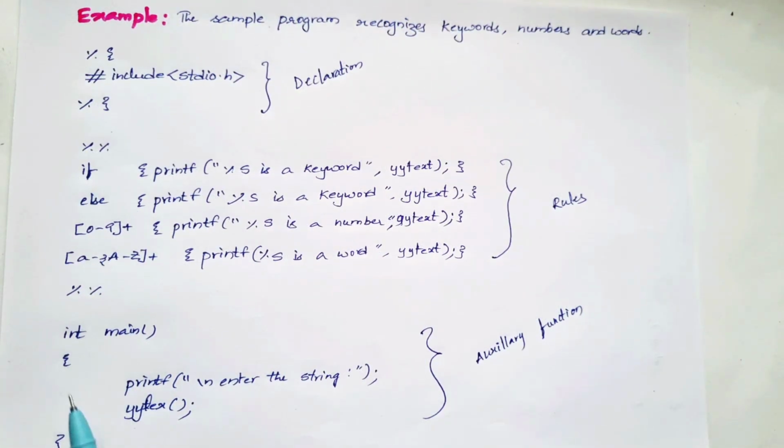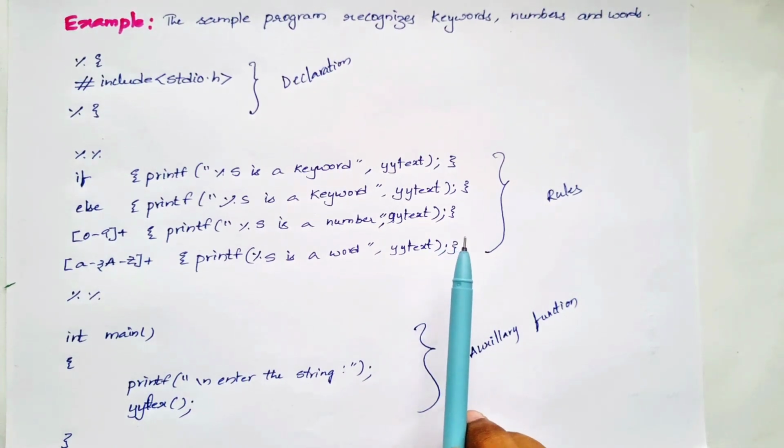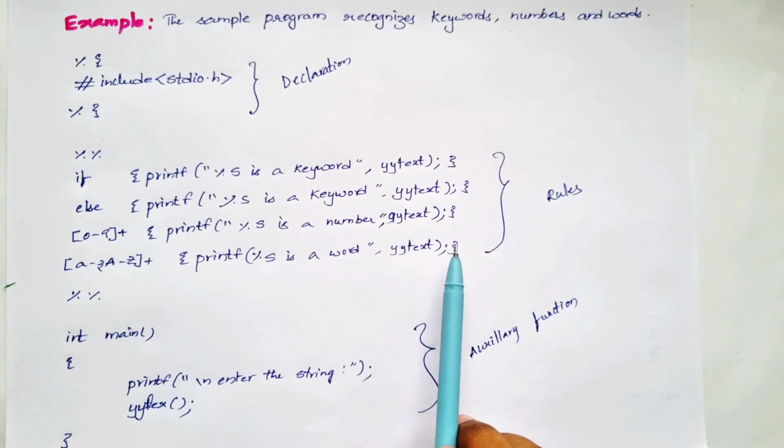Auxiliary function, here we are using main function where we will enter the string and read the string using yylex function. You can see here yytext is used. It is a built-in Lex variable holding the current matched lexeme. Coming to yylex, it is a function generated by the Lex tool that performs the lexical analysis.